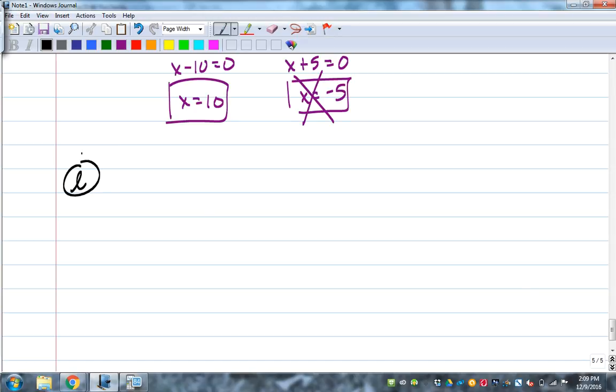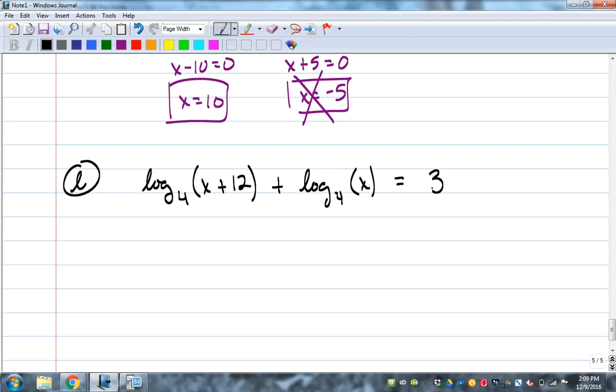Hey, you take enough math classes and you do enough of these over the course of your life, you can do them. The log base 4, x plus 12, it's log base 4, plain x equal to 3. So we know right off the bat here that if we get a negative answer, we're going to throw it out because it'll automatically give us a negative inside of the log. So we won't even have to come back and check.